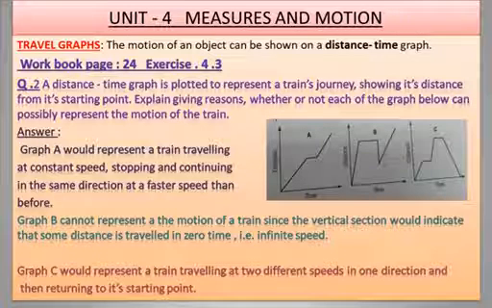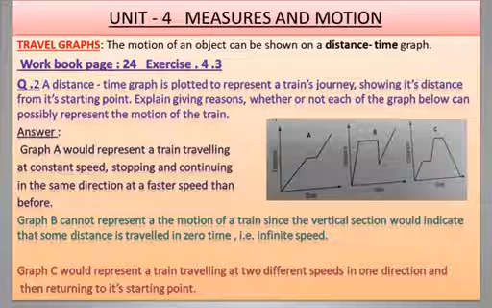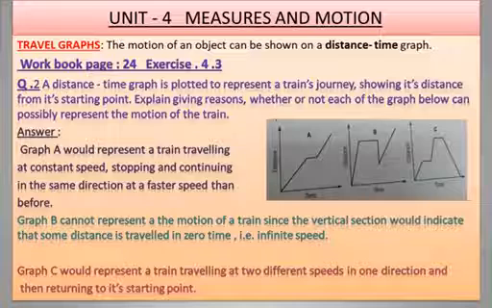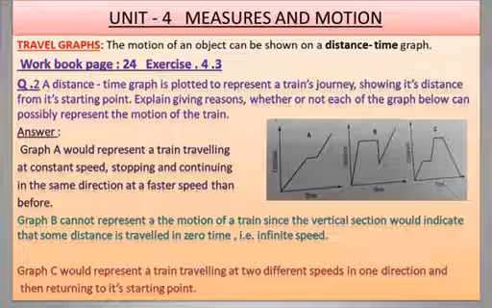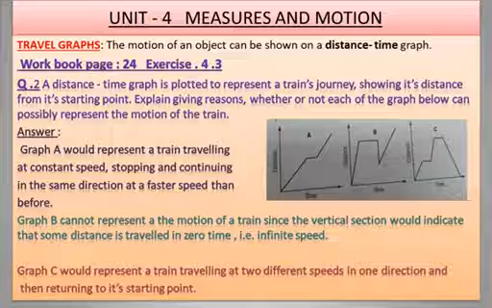So here two graphs, graph A and graph C, are showing the motion of the train, but graph B cannot represent the motion of a train. Okay, I hope you understood. Now a similar type of problem is in the student book. Please do it. I hope you did it before. Please check your answers. Okay.